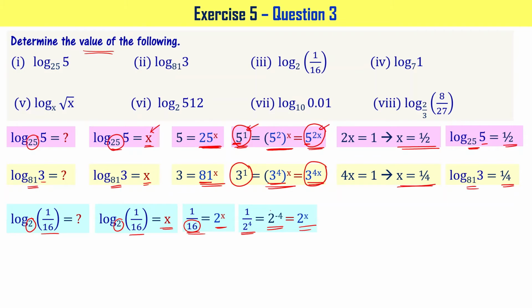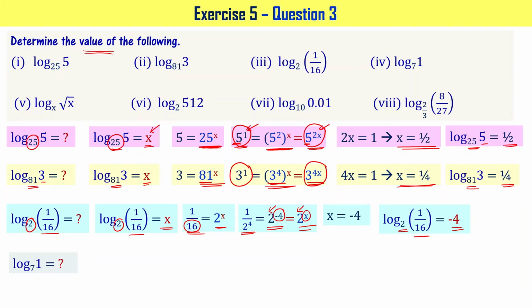Now look at this. The base of both the exponentials is the same, number 2. So I can equate the powers. Minus 4 is equal to x. Let me write that. x equals minus 4. So to answer the question, log of 1 by 16 to the base 2 equals minus 4. Got it? Now let's look at the next one, that is log of 1 to the base 7.